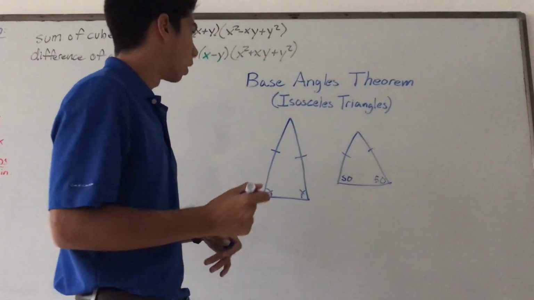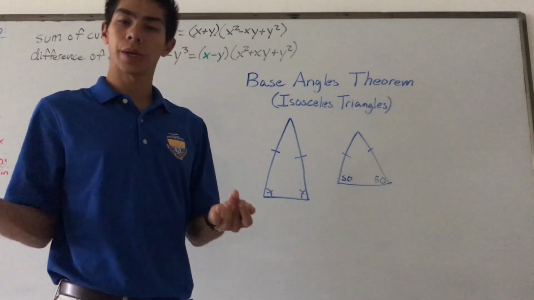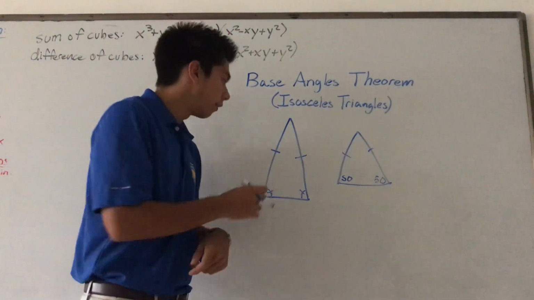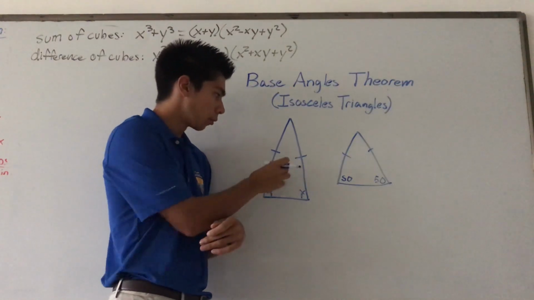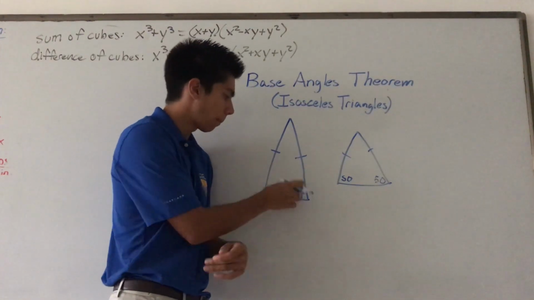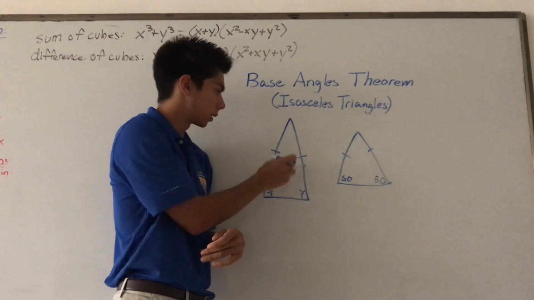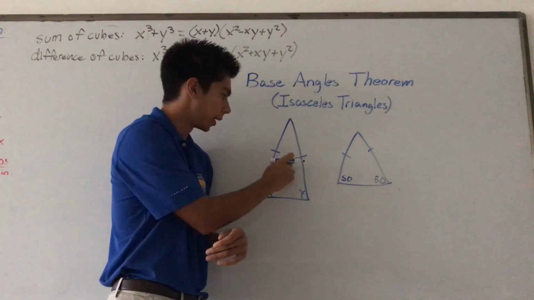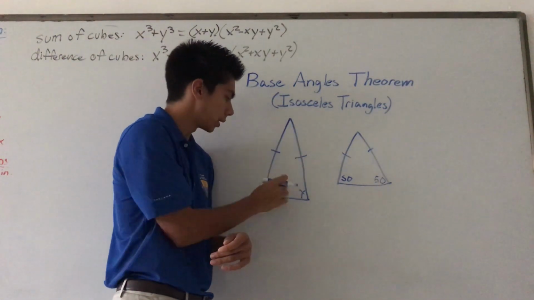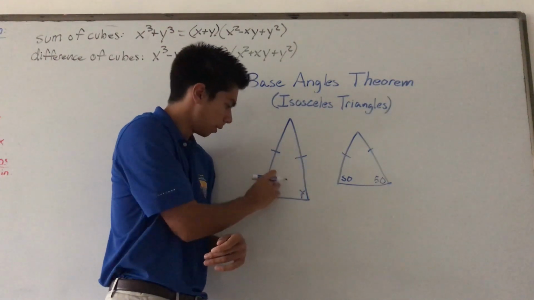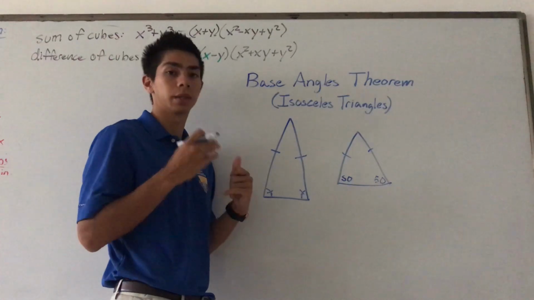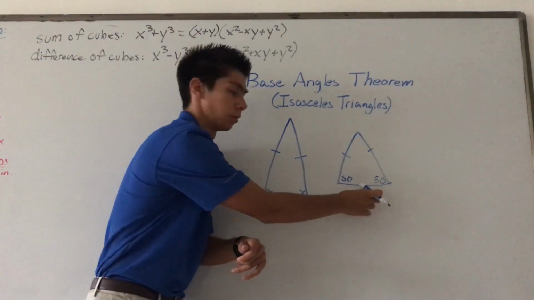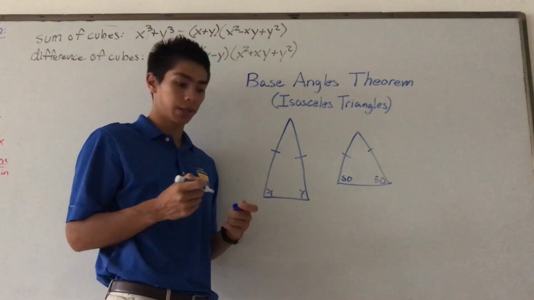So basically, the base angles theorem is pretty straightforward. If you have an isosceles triangle with two sides congruent, the two angles opposite, so not this one because it's contained by the two congruent sides, but the two angles opposite of the congruent sides are going to be congruent themselves, or basically they will have the same exact measure. So that is the base angles theorem.